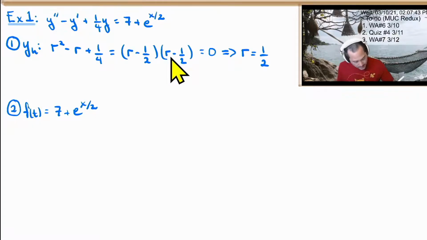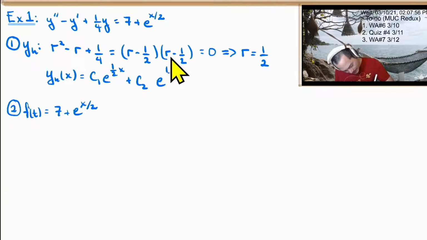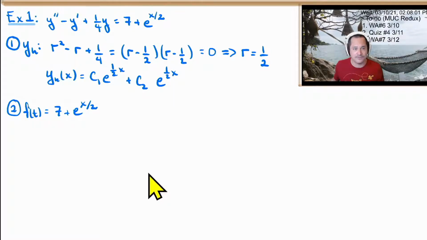Next, I'm going to write down my homogeneous solution. It is a function of x. That is the independent variable. So I get c1 e to the 1/2 times x plus c2 e to the 1/2 times x. I look at those and I'm saying to myself that they are the same function. Therefore, they are not linearly independent.